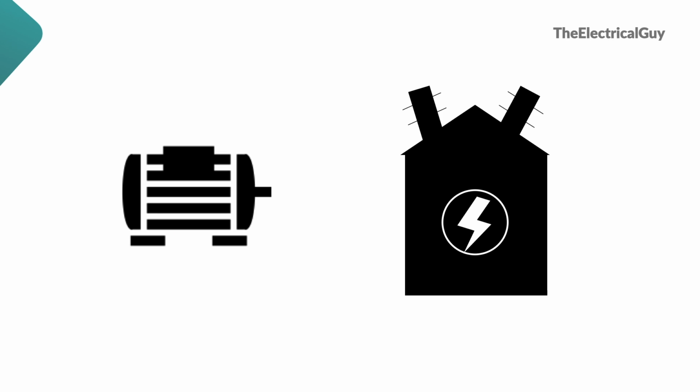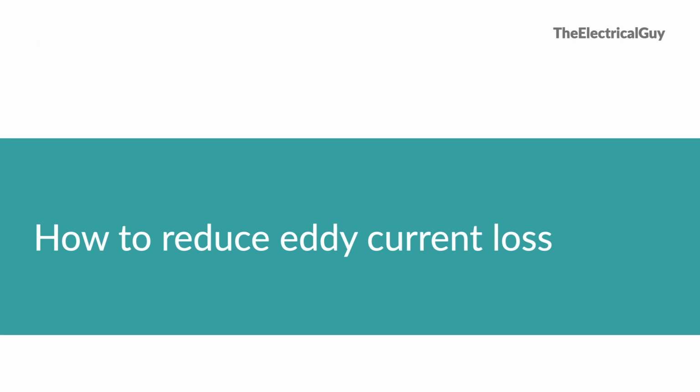Eddy current problems become very important when an iron core has to carry an AC flux, which is the case in all AC motors and transformers. And in such a case, we definitely cannot ignore eddy currents. If it is ignored, it can cause high temperature in the transformer and AC motors, which may damage the device completely. And hence controlling the eddy current loss becomes very important. So let's see how we can reduce the eddy current loss.